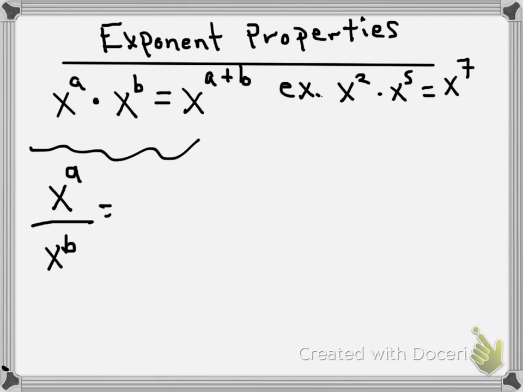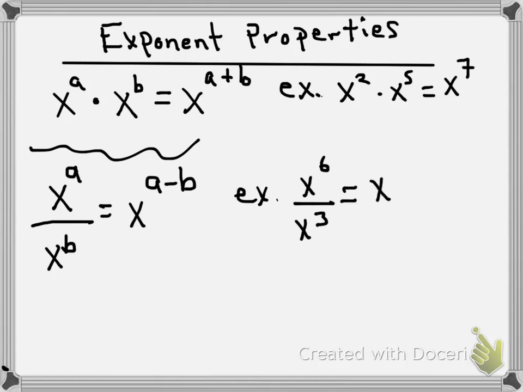The next property is called the quotient property, the previous one being the product property. What we've got going on here is we've got x to the a divided by x to the b. So they've got the same base. What we do with the exponents is we subtract them. So we'll end up with x to the a minus b. As an example, we could have x to the 6 over x to the 3, giving us x to the 3, okay, where we subtracted these exponents. If we would have divided them, we would have gotten x to the 2, which wouldn't have been the right thing.